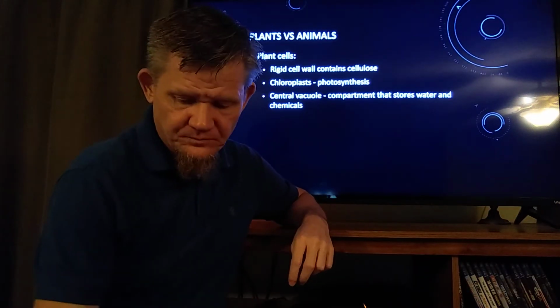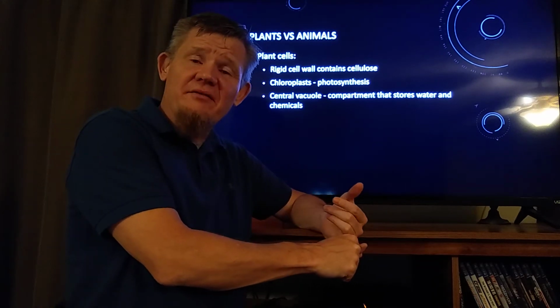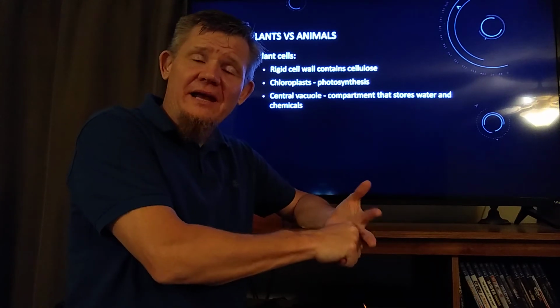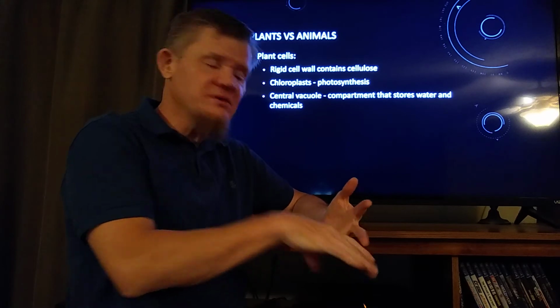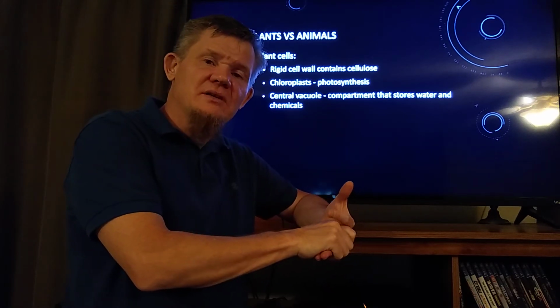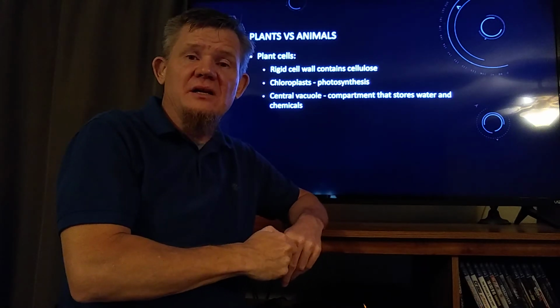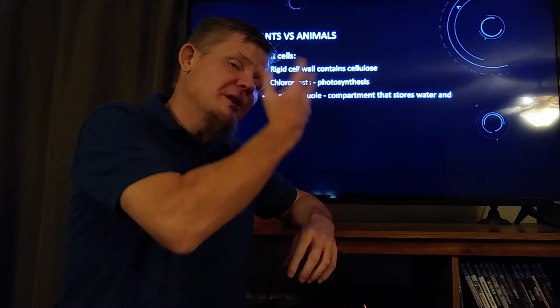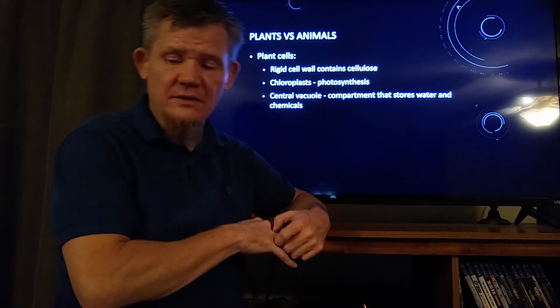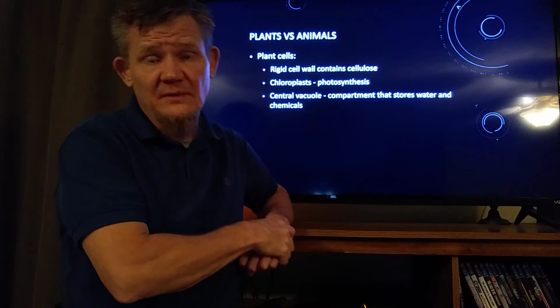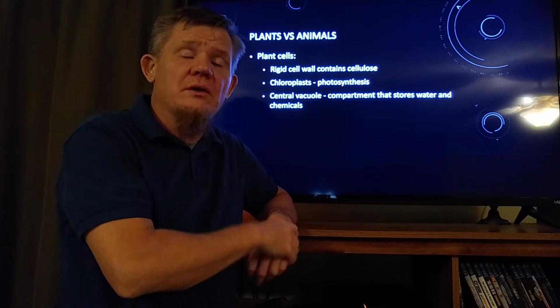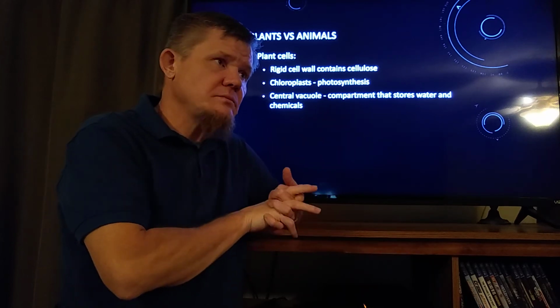Plant cells. Animal cells have lysosomes. Animal cells don't have cell walls. Animal cells have flagellated sperm, if we're talking specifically about sperm cells. And animal cells have lysosomes. Plants. What do plants have that we don't? Well, the first thing is they've got that cell wall. They have a rigid cell wall that goes around them and wraps them up.